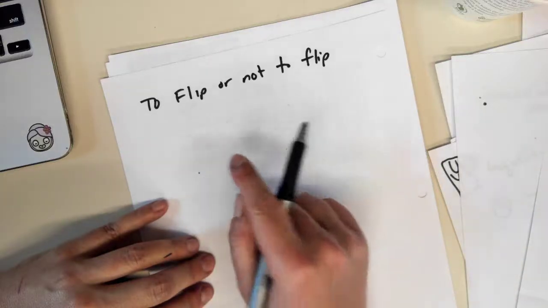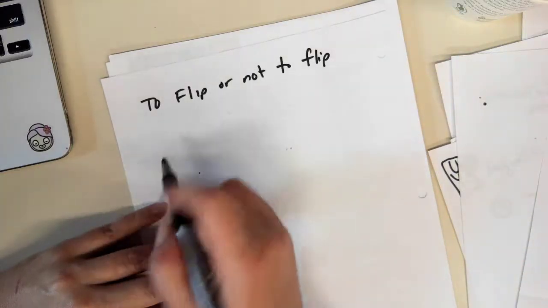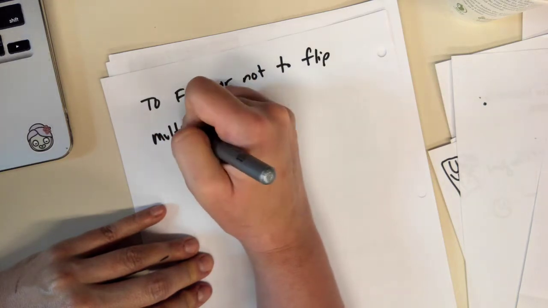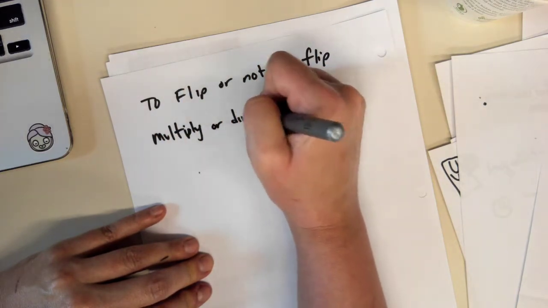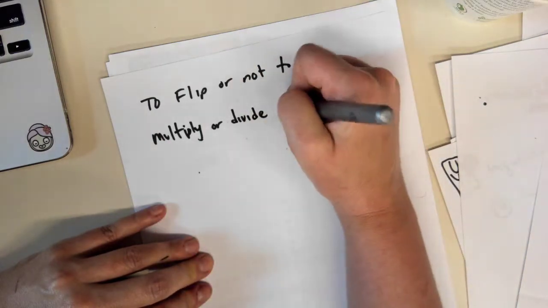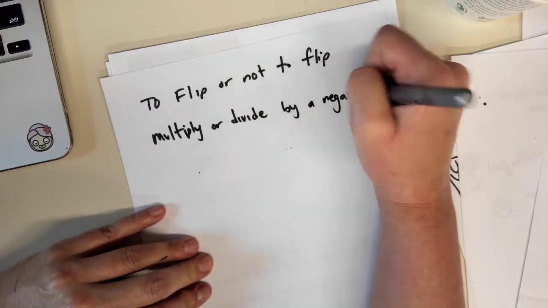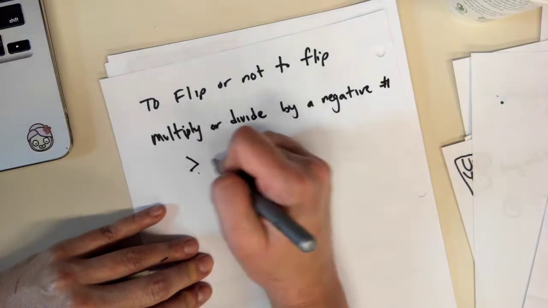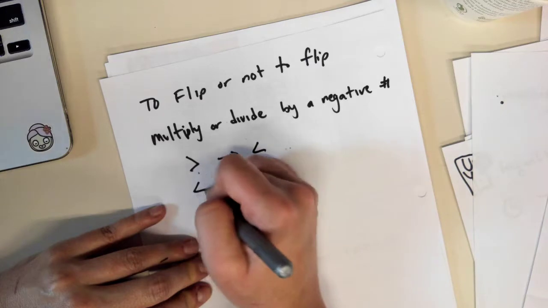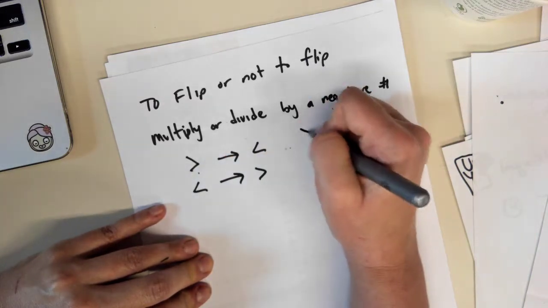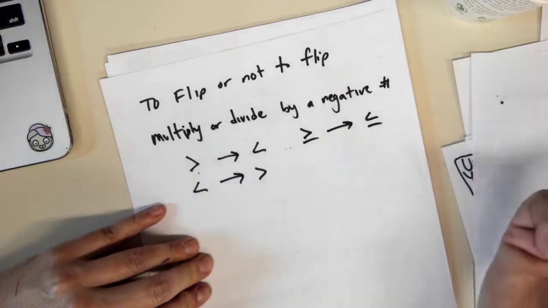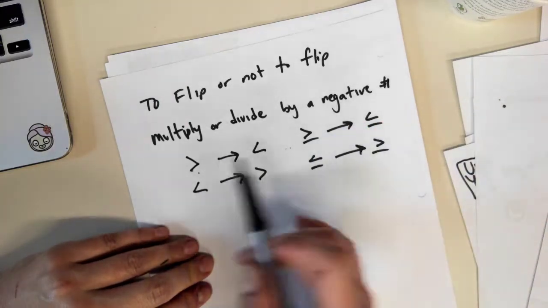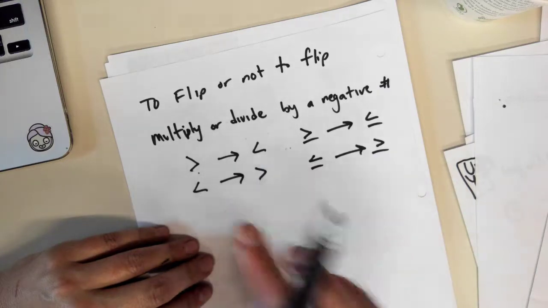Let's talk about inequalities and whether we flip or not to flip. When you multiply or divide an inequality by a negative number, the greater than becomes a less than. The less than becomes a greater than. The greater than or equal to becomes a less than or equal to. The less than or equal to becomes a greater than or equal to. And that's if you end up multiplying or dividing the inequality by a negative number.